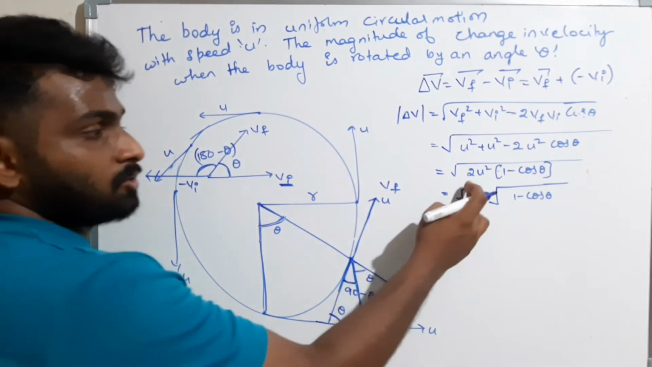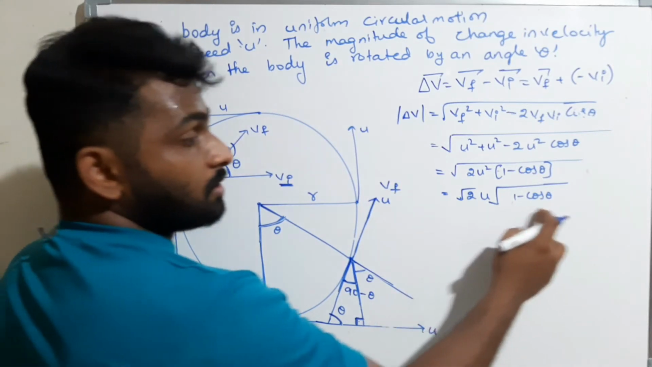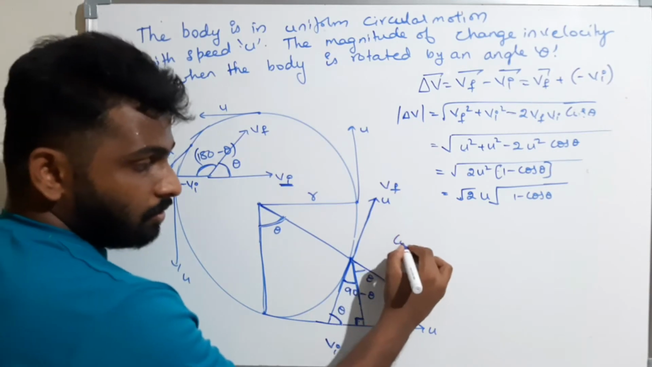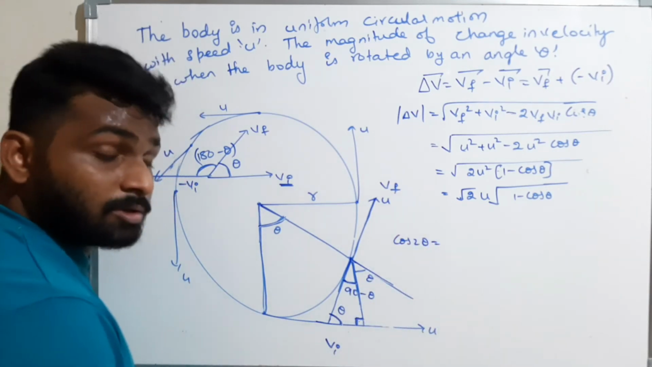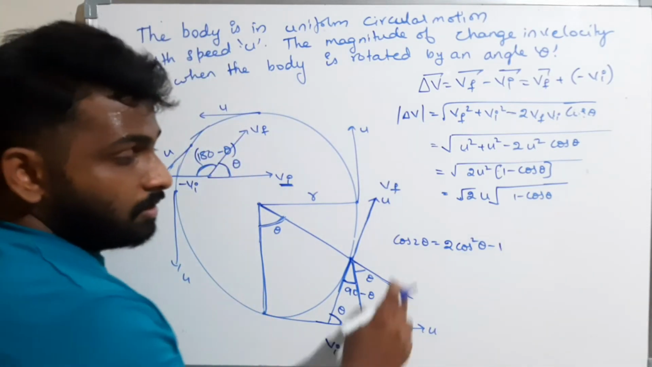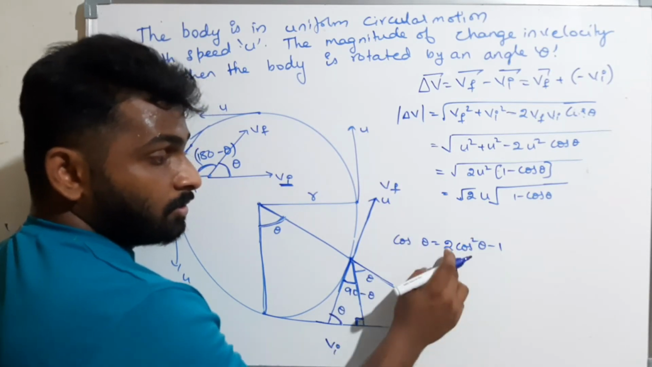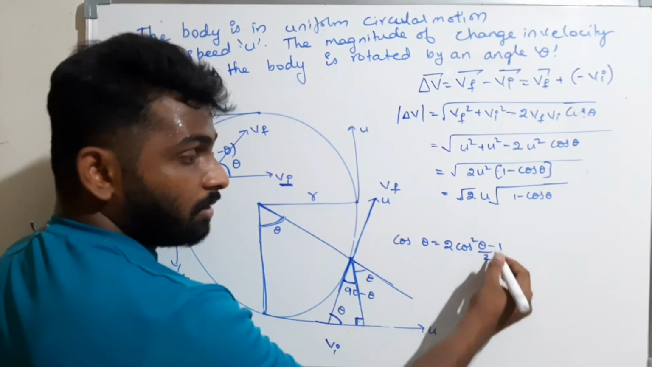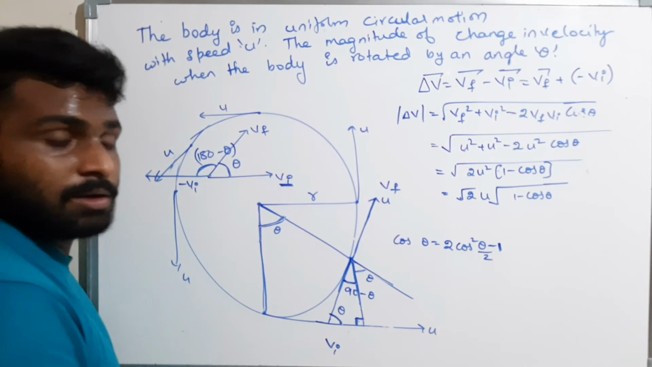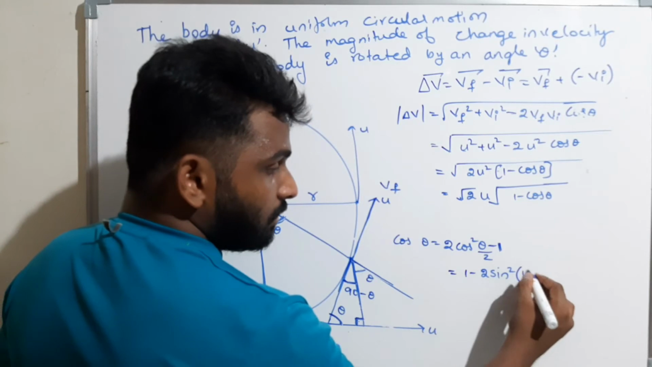Is it right? I am sending the 2 outside. Therefore, it becomes root 2, U square common, U square I am sending outside. It will become U into root of 1 minus cos theta. Now, how can I convert this 1 minus cos theta? See here. Cos 2 theta is equal to, what is the formula for cos 2 theta? 2 cos square theta minus 1. If it is cos theta, then it will become 2 cos square theta by 2 minus 1. Will you guys accept that? Or it will become 1 minus 2 sin square theta by 2.